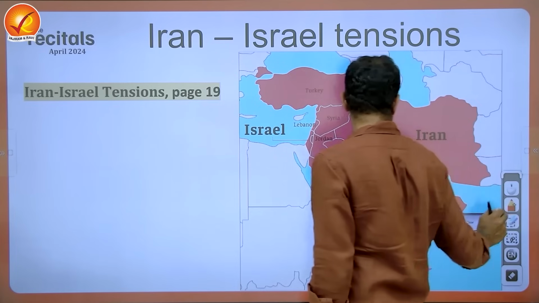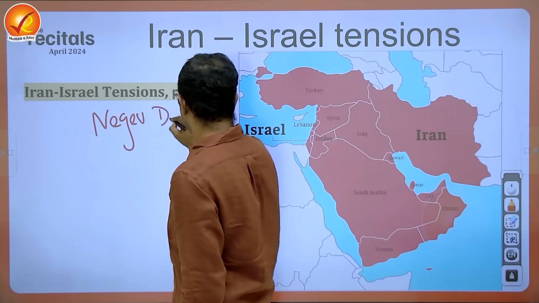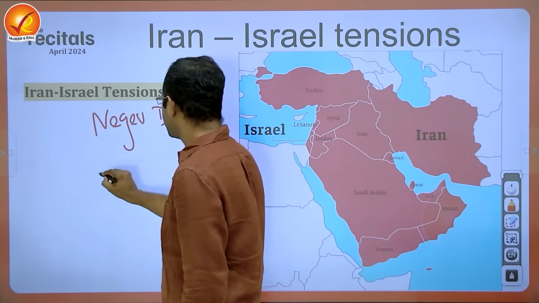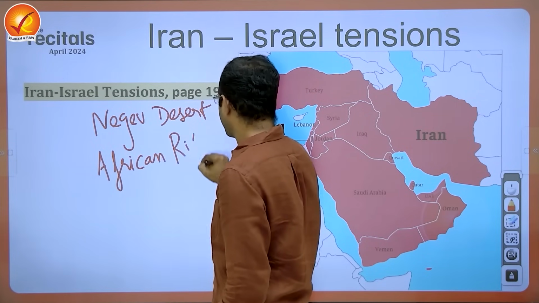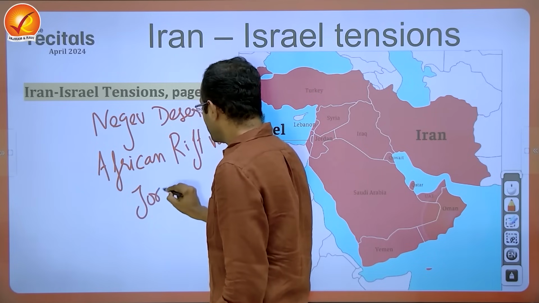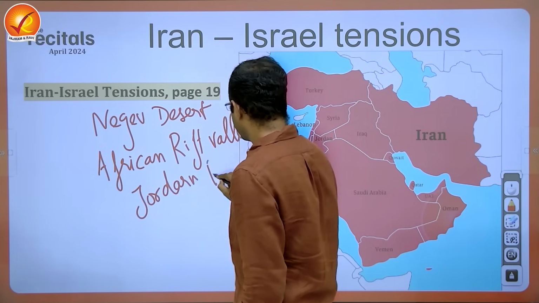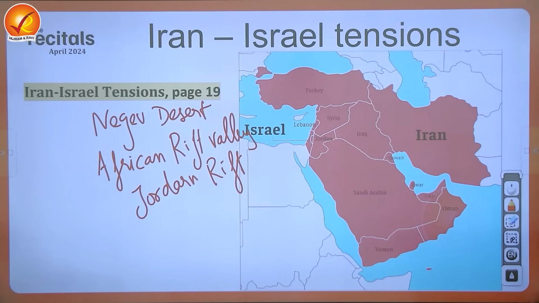The other important features include Negev Desert. It's part of African Rift Valley. We also have Jordan Rift Valley in the regions. So important features include Negev Desert in Israel, African Rift Valley, Jordan Rift Valley.